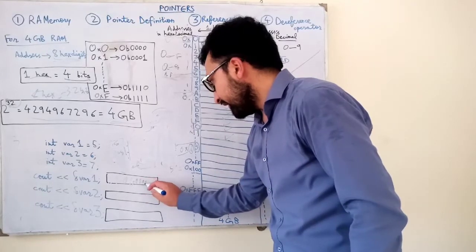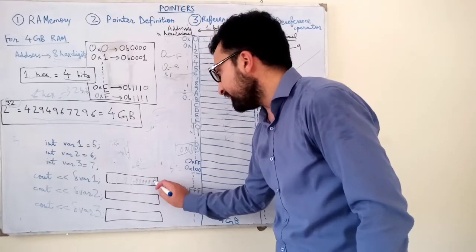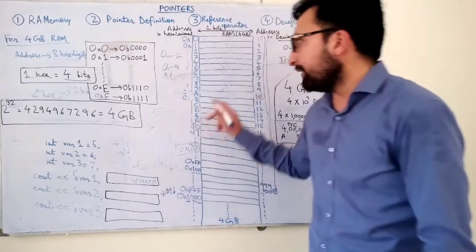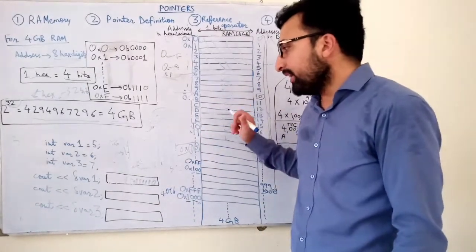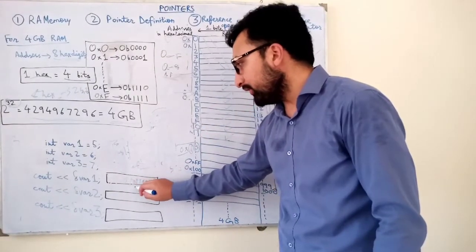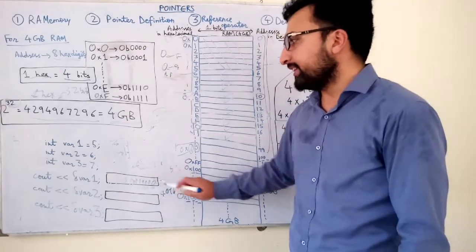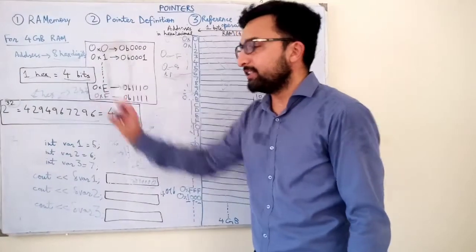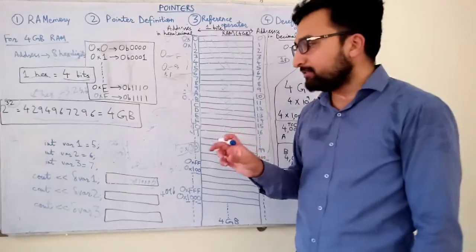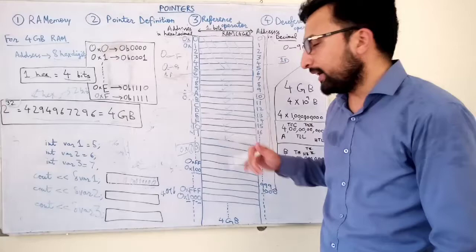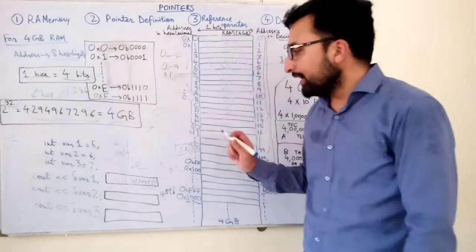3, 4, 5, 6, 7 and 8 will be 6. Assuming that the RAM was free here, it is basically 0, 0, 0, 0, 0, 0, 0 and 6. 7 zeros and 6. We know that it will be an 8 hexadecimal digit long address because our RAM is 4 GB long, assuming our RAM is 4 GB long.